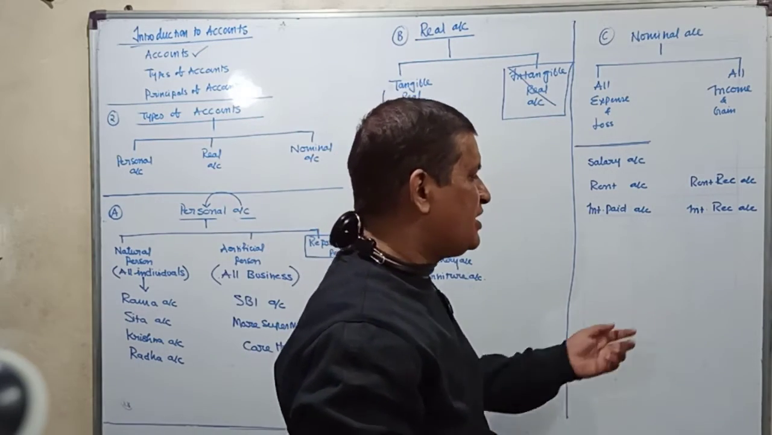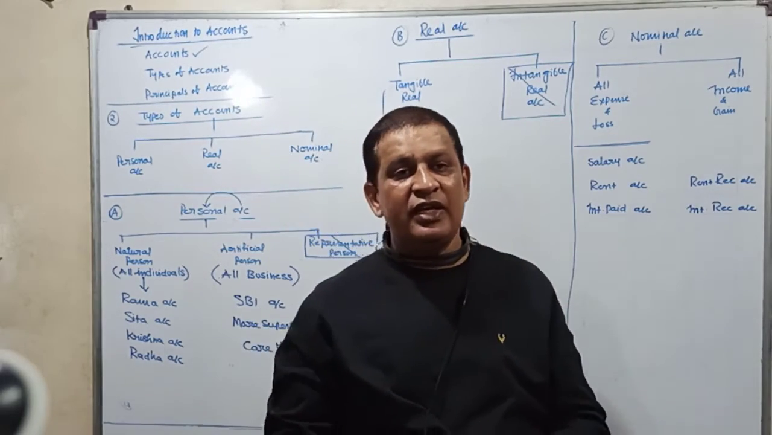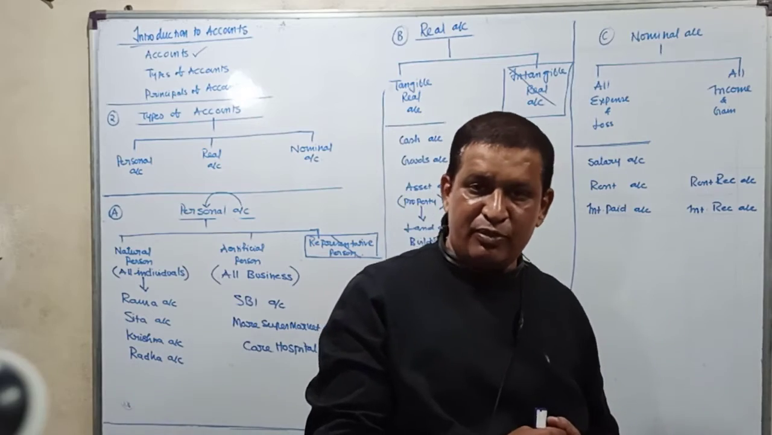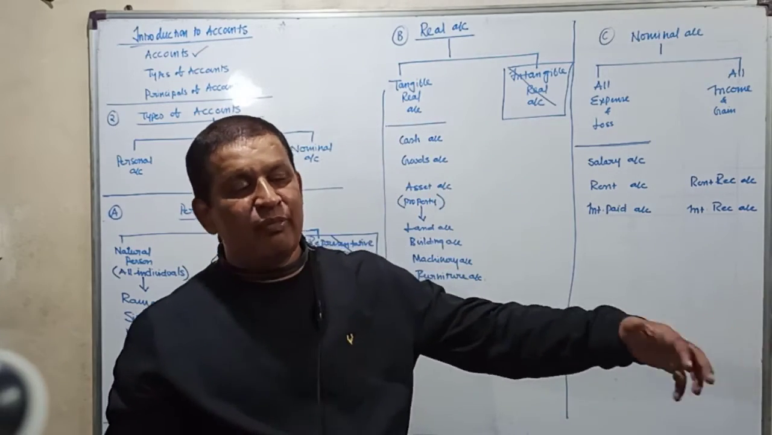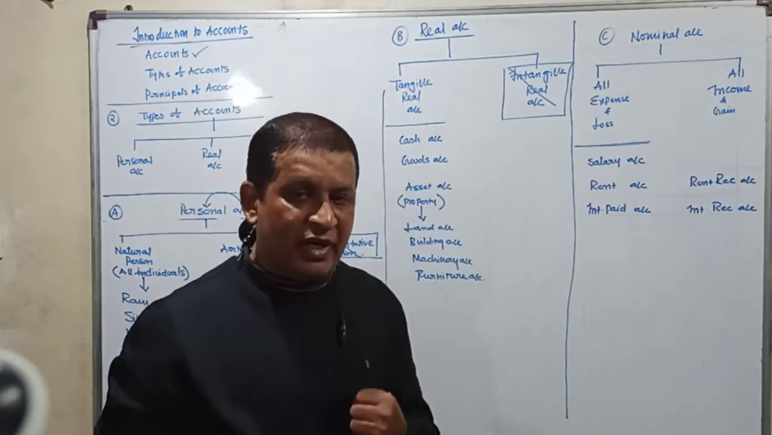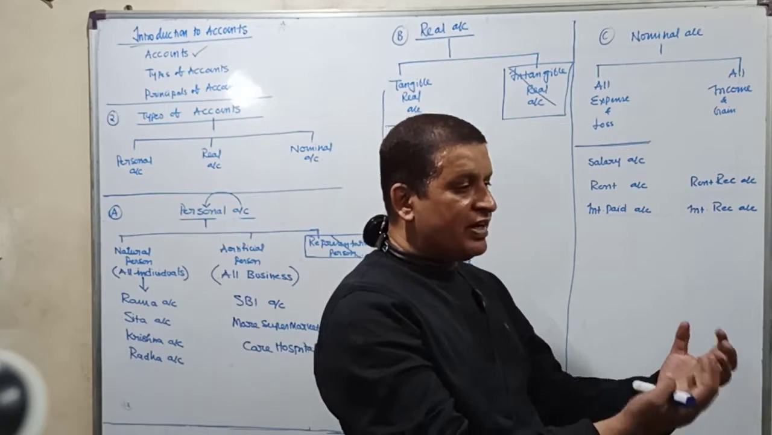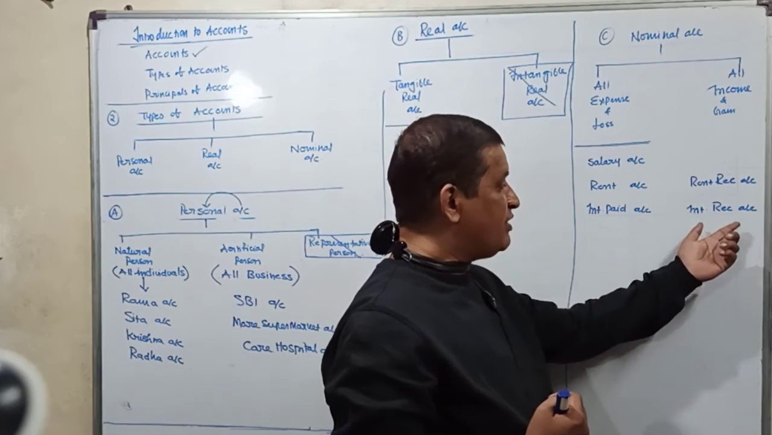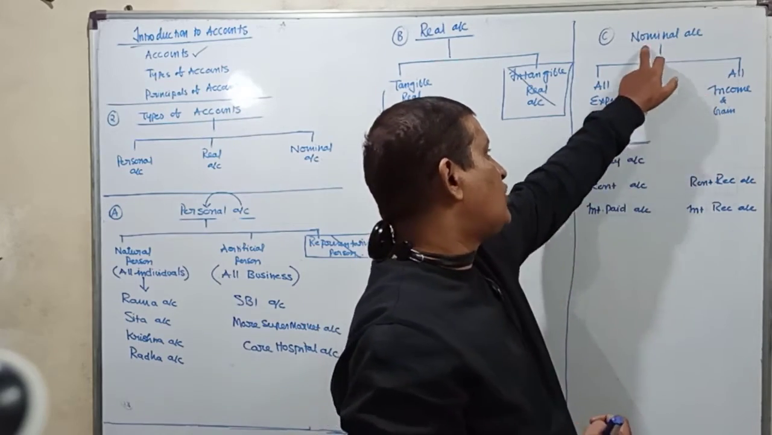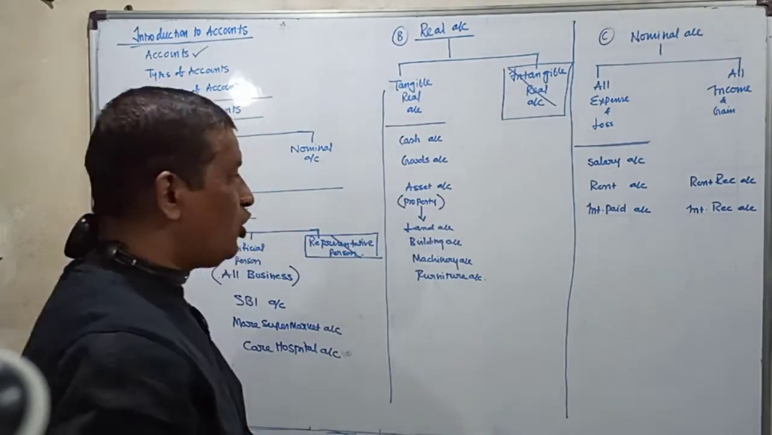Now the question comes, sir, why will the business receive interest? The business has a lot of money. All the money I take and I keep it in the bank. Suppose I keep it in a fixed deposit. Then the bank will pay us interest. So we will receive interest from the bank. Who is receiving? The business is receiving interest from the bank. Once we receive money from the bank, then interest received is what we are receiving. Therefore, it's an income. And all incomes are what? All incomes are nominal accounts. Therefore, interest received account is a nominal account.